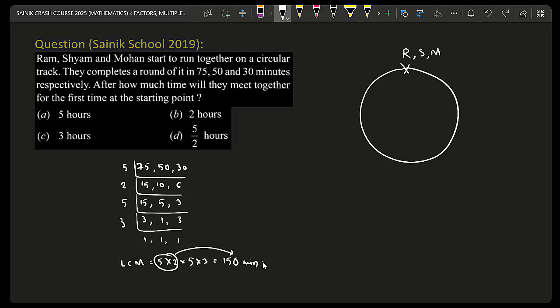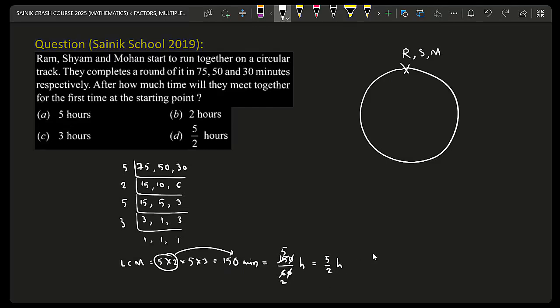Okay. We want to convert this into hours. How to convert this to hours, Shashwardhan? Divide by 60. So 150 divided by 60, you'll be getting hours. 0 and 0 cancel. 3 twos, 3 fives. 5 by 2. Already 5 by 2 is there, right? No need to convert into mixed form. That is 5 by 2 hours.